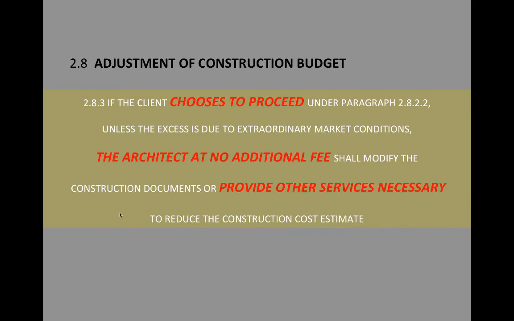If the client chooses to proceed, this is also in our agreement, unless the excess is due to extraordinary market conditions, the architect at no additional fee shall modify the construction documents or provide other services necessary to reduce the construction cost. So that's why we have to care about costs. That's why we have to care about getting it right coming out of the gate, and that we're not getting engaged in a project that really can't ever meet the construction costs, because the client's expectations are that they want a $60 million project for $30 million.